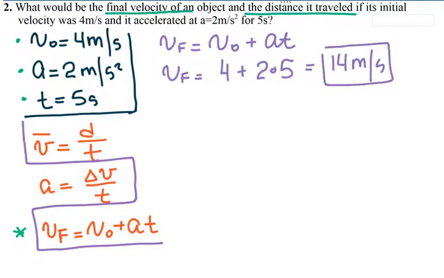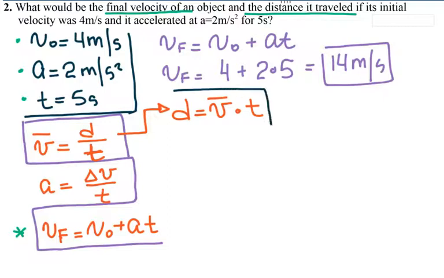Now I have to find the distance. So the distance is given by average velocity is equal to distance over time. So I can rewrite this formula differently. I can write this formula as the distance is equal to average velocity times the time. And there is one more way to find average velocity that I didn't tell you yet, but it is the average between two velocities that you know.